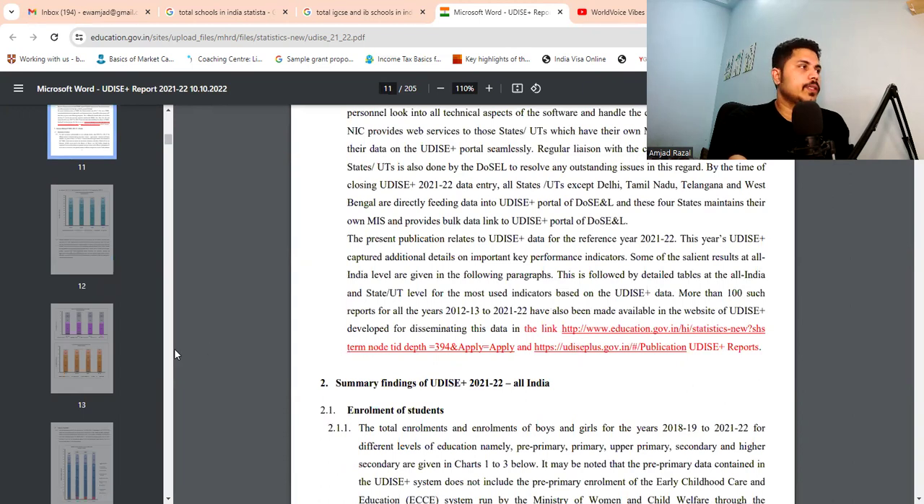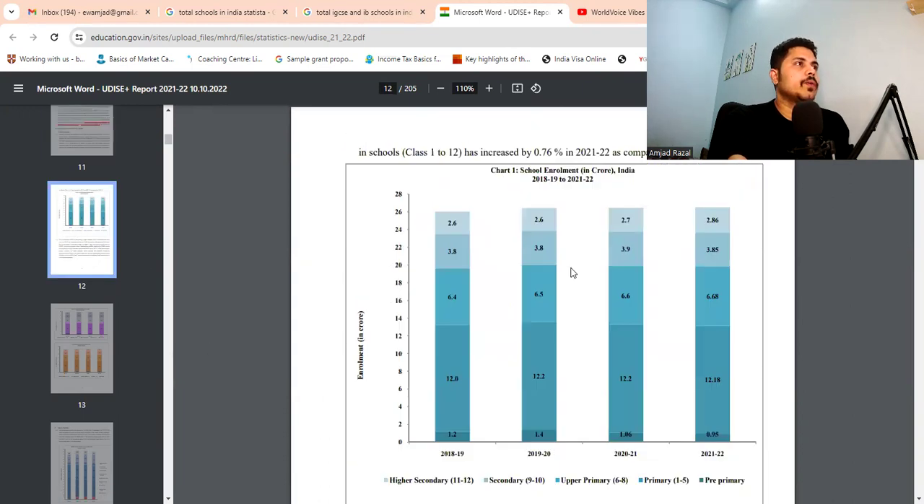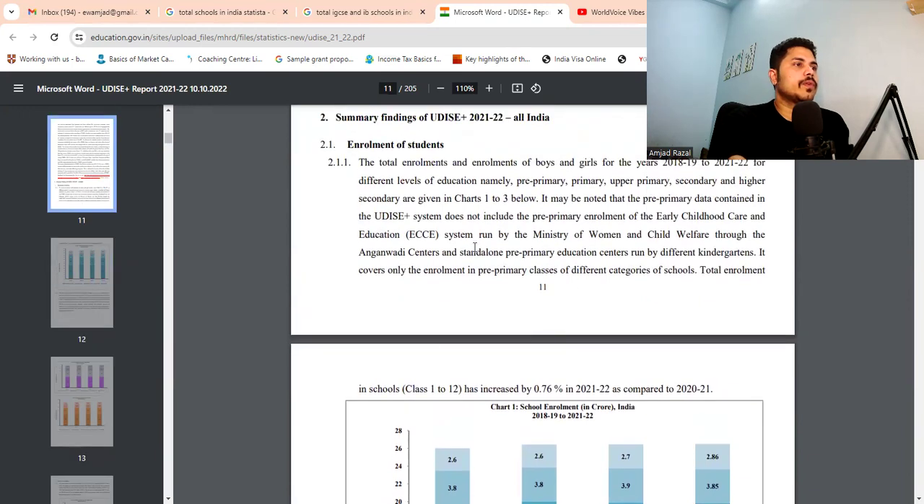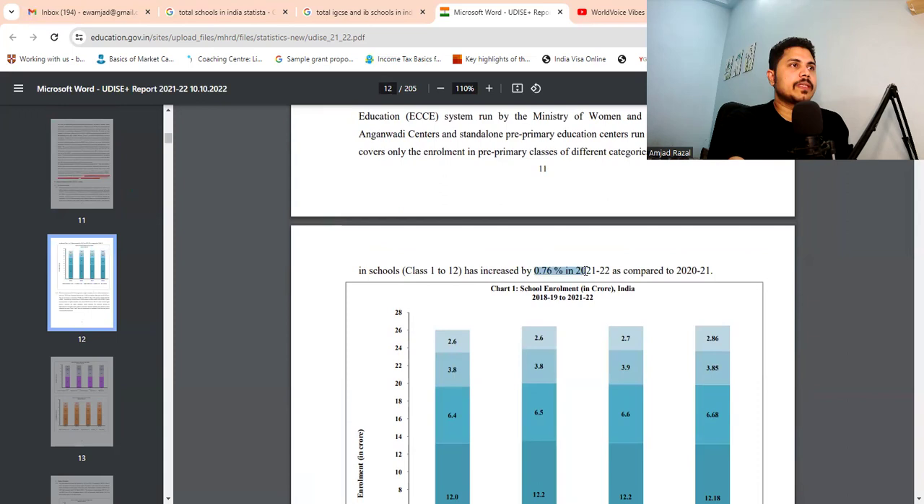Links are also available, so that you can visit and check on your own. Now, here, the total enrollment of students, I'm not reading the entire paragraph, but what I see is that this number from class 1 to class 12 has increased by 0.76% in 2021-22 as compared to 2020-21. 2020-21 was basically the lockdown year, the first year, maybe because of the lockdown and coronavirus. People did not enroll their kids into schools, maybe for any other reason. After the lockdown, from 2021-22, that academic year, there was good enrollment. So 0.76 was the enrollment increase.